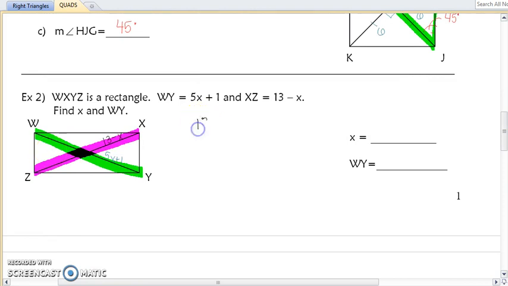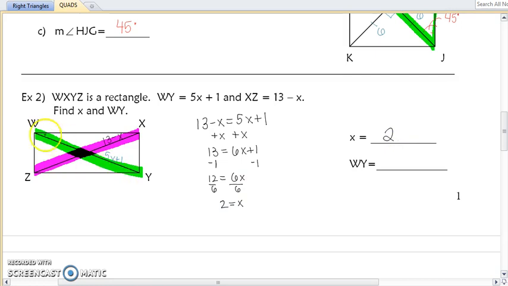So we can set 13 minus x equal to 5x plus 1 and continue to solve. So we'll add x on both sides. We get 13 is equal to 6x plus 1. Subtract 1 on both sides, and we get 12 is equal to 6x. Divide both sides by 6, and we get x is equal to 2.